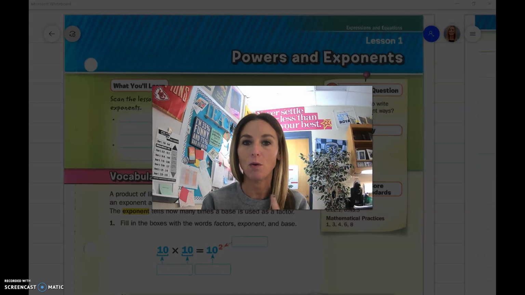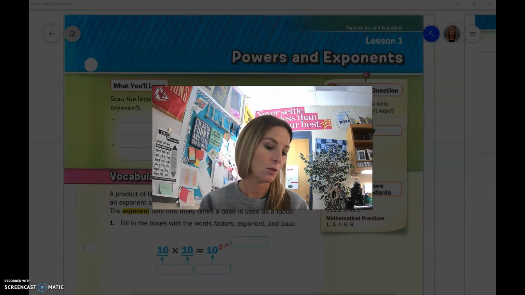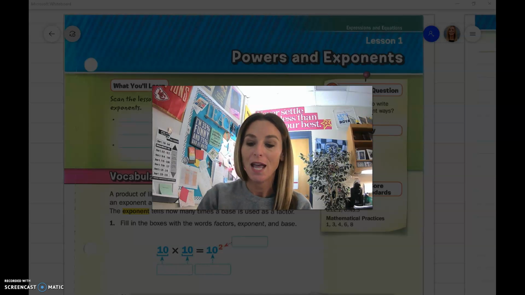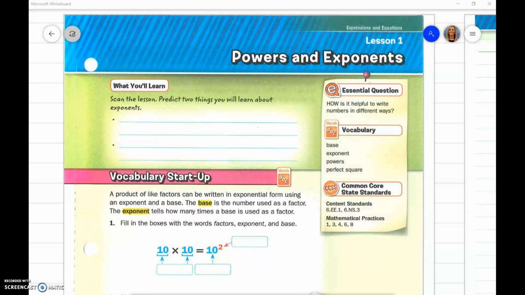So you need to have your book. You need to have a pencil, and your book needs to be open to page 433. Again, what I do, you do. So make sure you are following along with me as we get started.